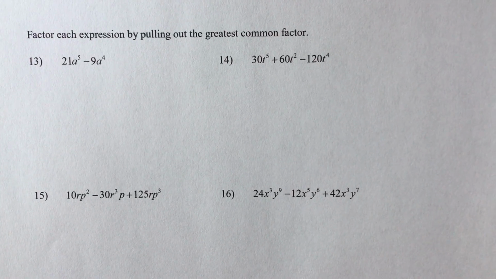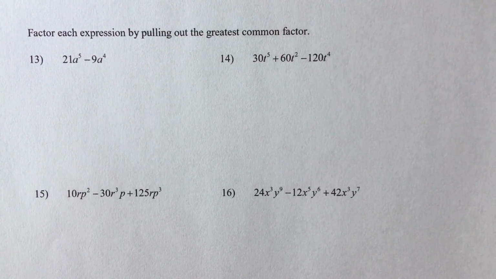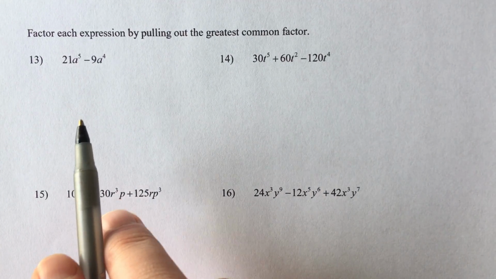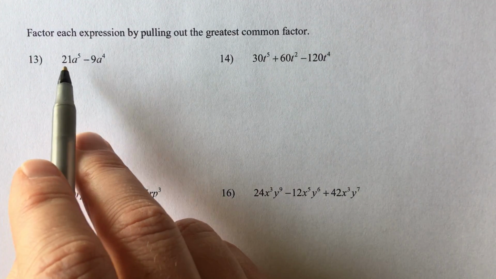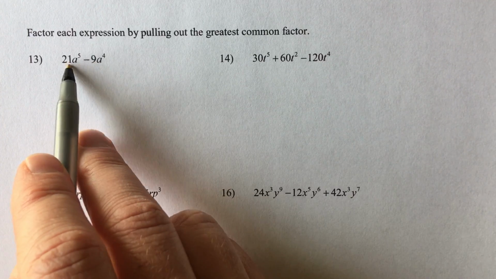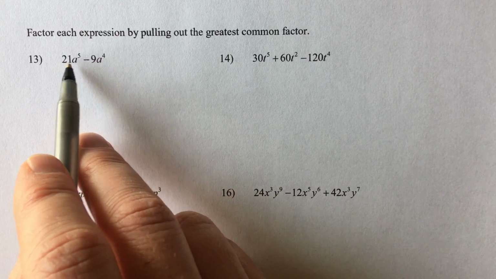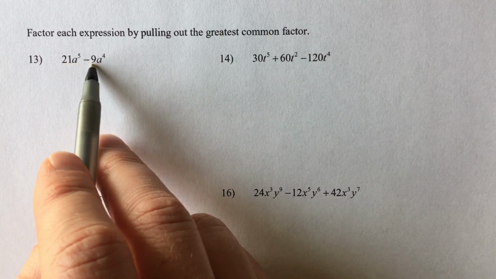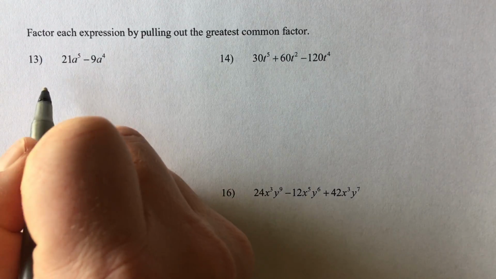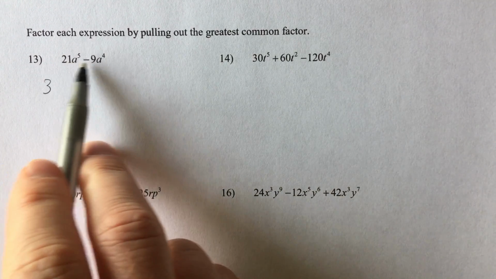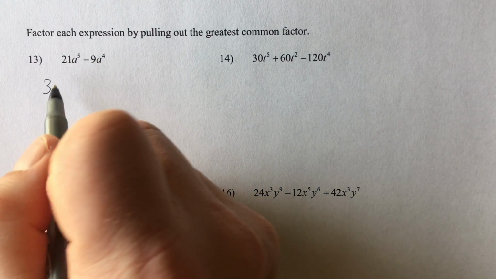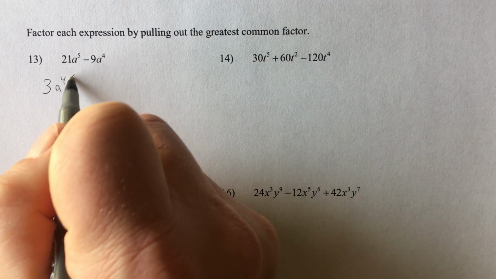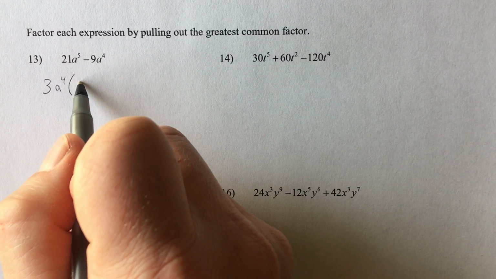All right, now we get to problems 13 through 20. 13 through 16 want us to factor out the greatest common factor. We're looking for numbers that divide evenly into both 21 and 9. 9 does not go into 21, so we have to come down, and 3 would be the one that goes into both. They both have 4 A's to give us, so we're going to pull out a to the fourth. 21 divided by 3 is 7.